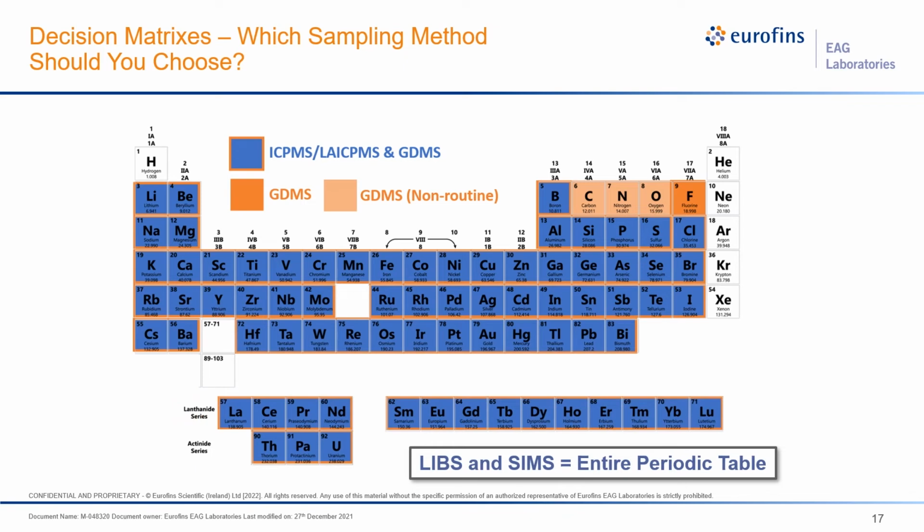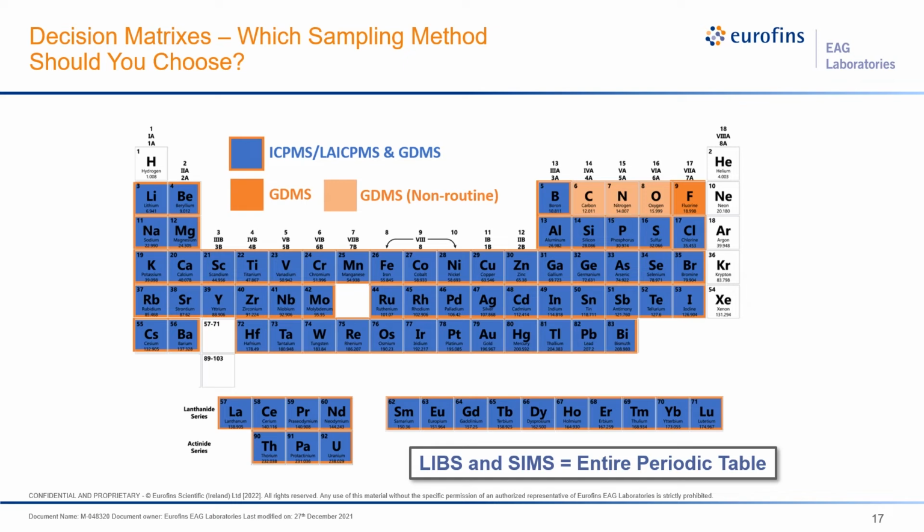To demonstrate the range of elements covered by all the techniques, which of course is very crucial information, here is a summary periodic table of all naturally occurring stable elements, which have been color coordinated by technique and in some cases their capabilities. So in this one, we can see the elemental coverage provided by GDMS in orange, ICP-MS, laser ablation ICP-MS, and GDMS in blue with an orange border, and then non-routine GDMS. So I just want to briefly mention that we haven't included LIBS and SIMS in these periodic tables because they provide complete periodic table coverage.